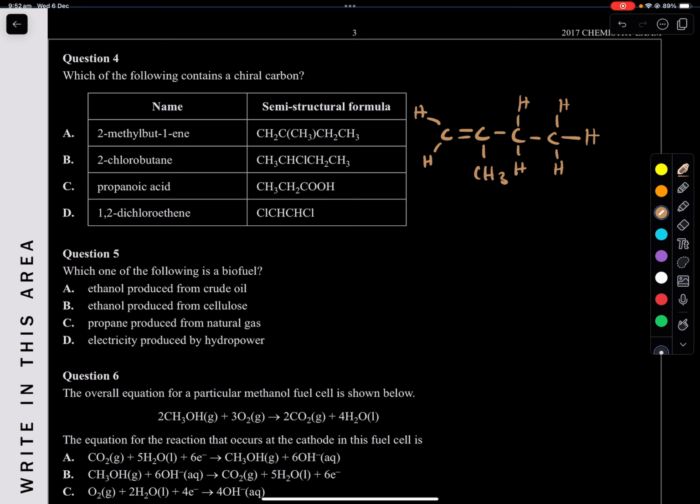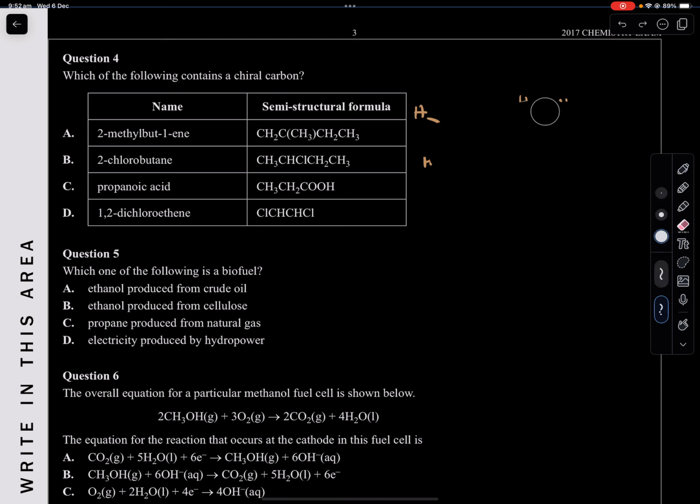Let's look at chiral. Well, see, this is not chiral because can you see there's two hydrogens. There's actually three hydrogens, to be honest. This one also has two hydrogens on the same carbon. Nope. This one, a double bond. Both of them have double bonds, so absolutely wrong. So 2 is wrong. Let's try the next one.